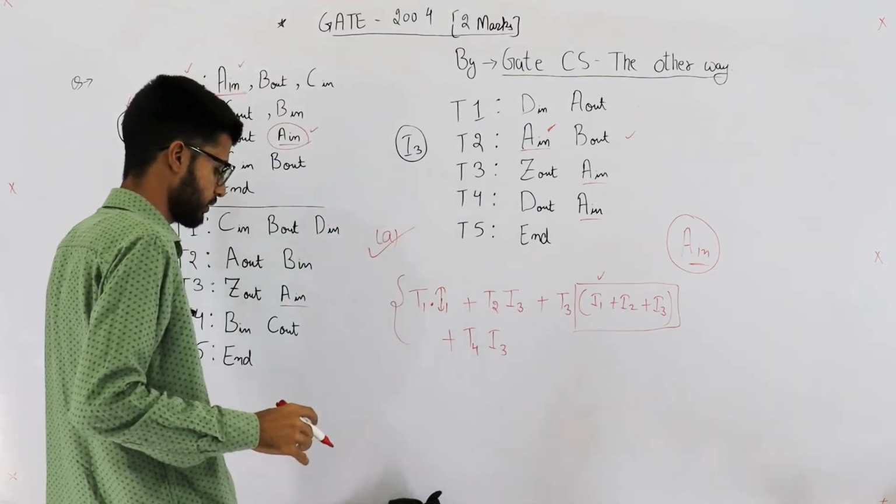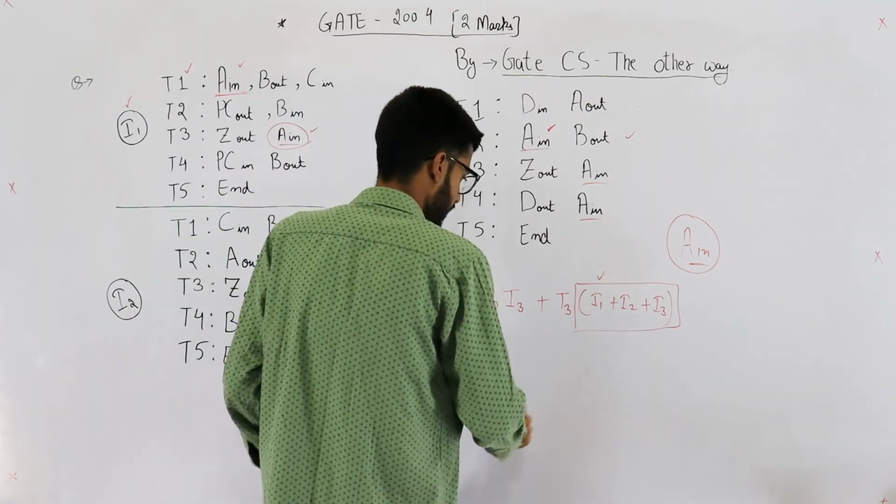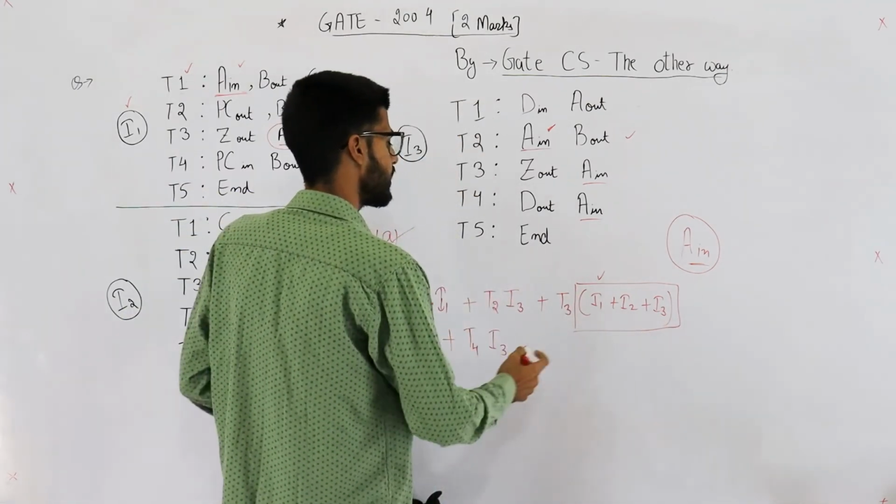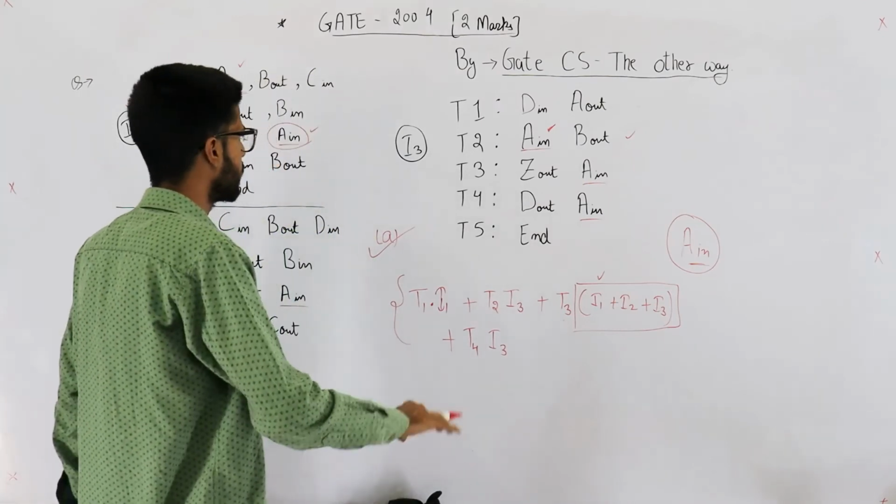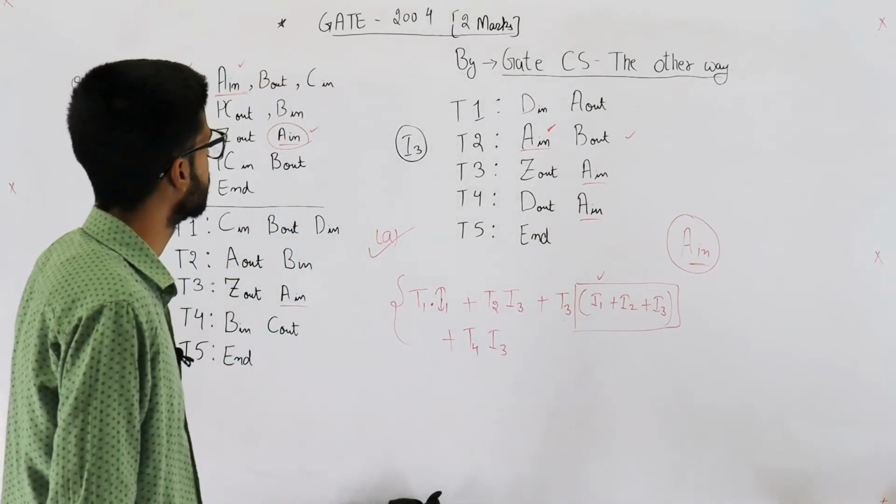And in the question, rather in the options, they haven't mentioned this part. They have directly written T3. Okay, I've already explained it anyways.